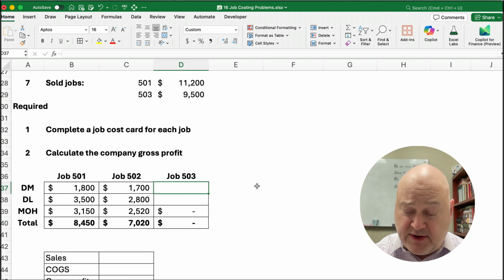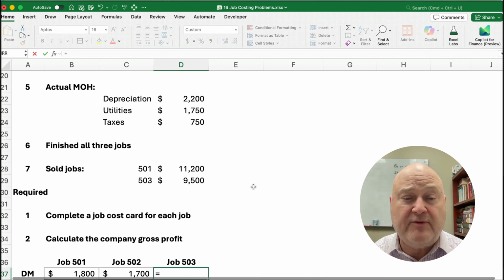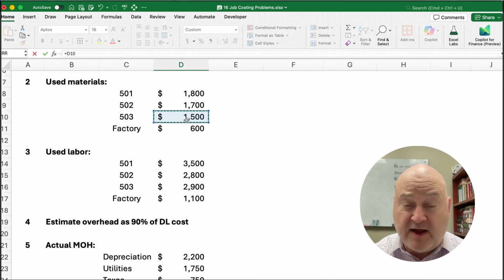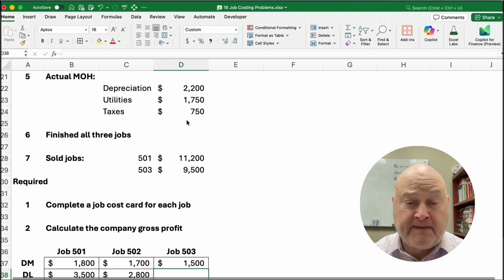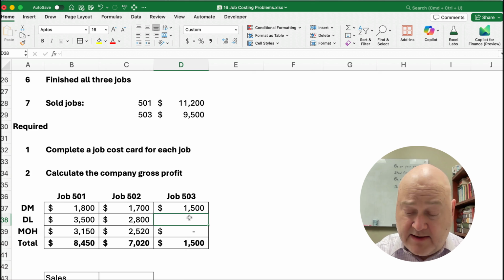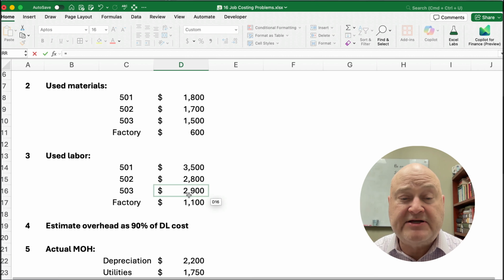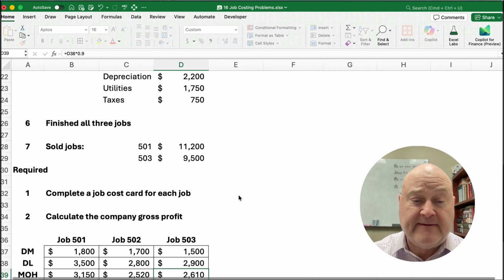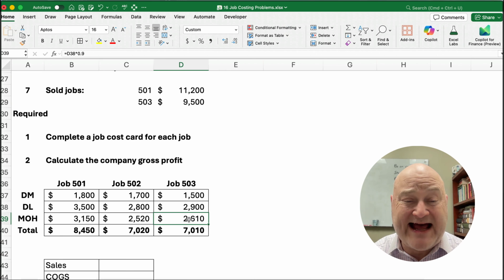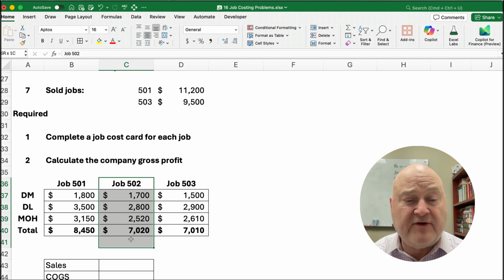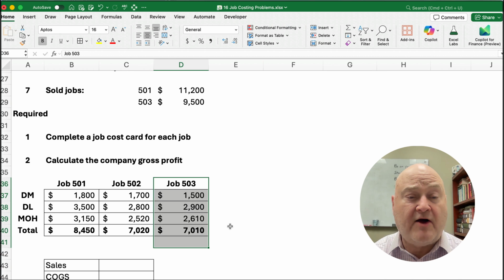Now I just need my materials and my labor for job 503, and we'll be finished with the job cost card. 503 has $1,500 of materials, and we're going to do labor next, which is $2,900, and then 2,900 times 90% would be $2,610. So here we have the cost of those three jobs. This is the job cost card for job 501, for 502, and for 503. We know the cost of each job.